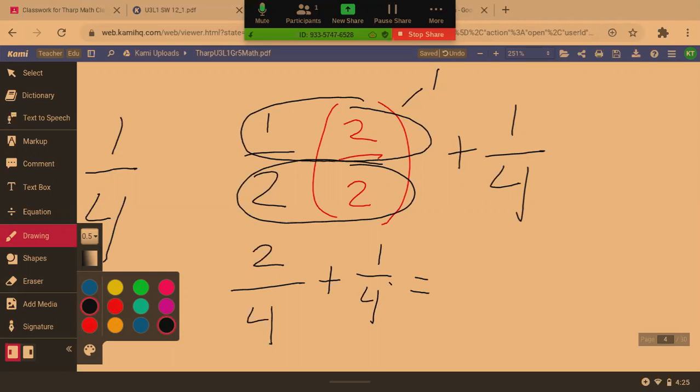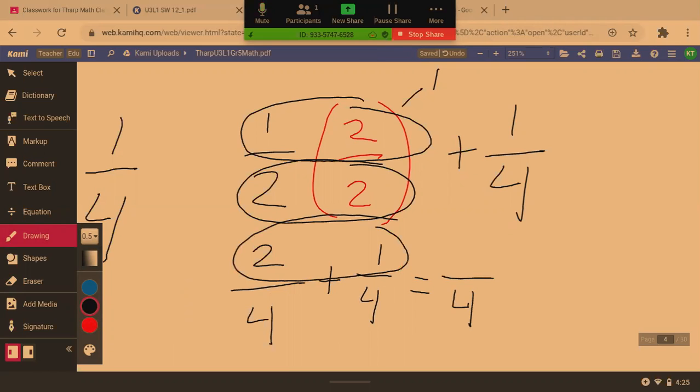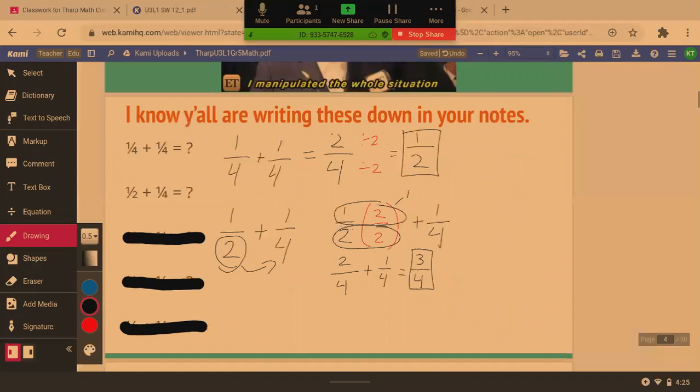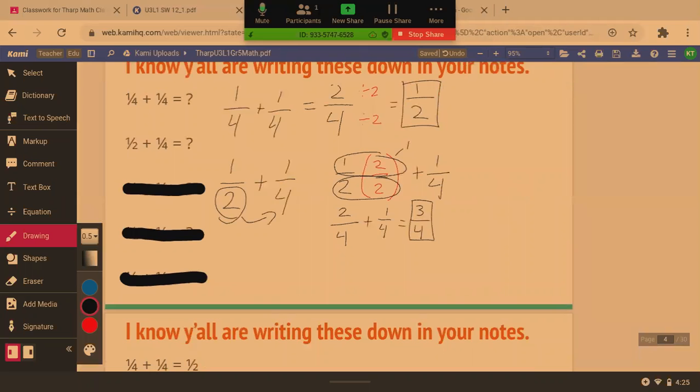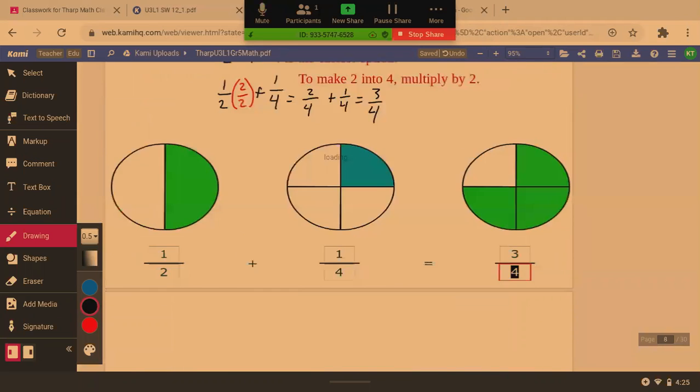So when we're adding fractions, the denominator needs to be the same, which it is. Boom. Now we just add across the numerator. 2 plus 1 equals 3. 3/4. But if you're more of a visual person, do not worry. Let's go down to our pictures.